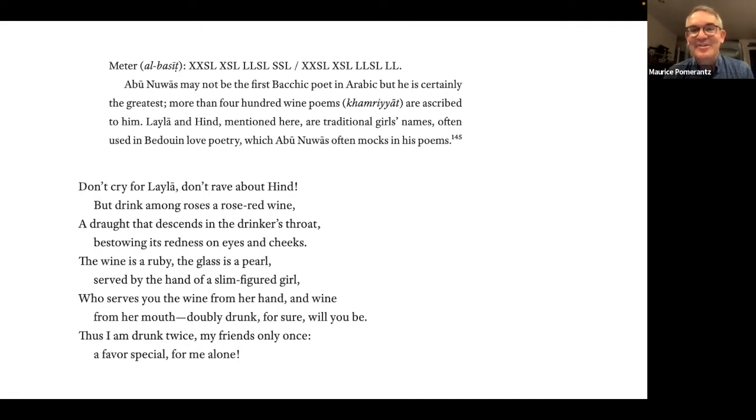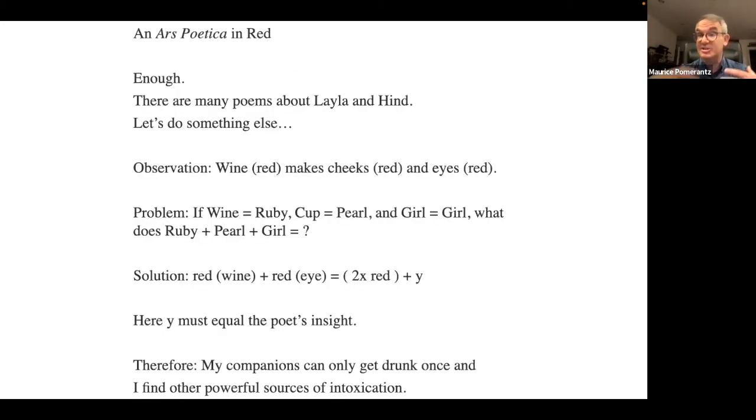I'm going to suggest something else in translation now, a different way of translating this poem, a way that actually imagines what Abu Nawas was up to. And you can translate differently. If you look at the note, Layla and Hind are traditional girls' names, and Abu Nawas often mocks traditional Arabic poetry. So he's talking about illicit or somewhat illicit love, or all kinds of different kinds of love. He's kind of a jester. He's talking about wine drinking. And then I think he's making fun of the tradition of Antara, this tradition of pre-Islamic poetry in this poem.